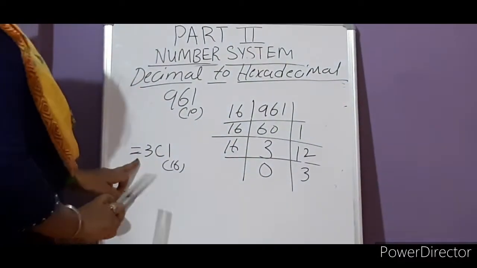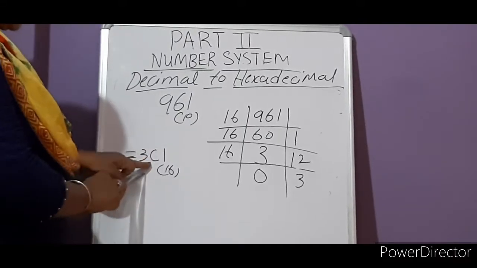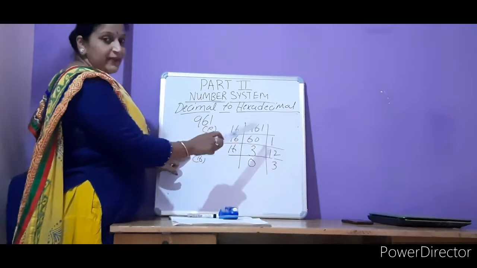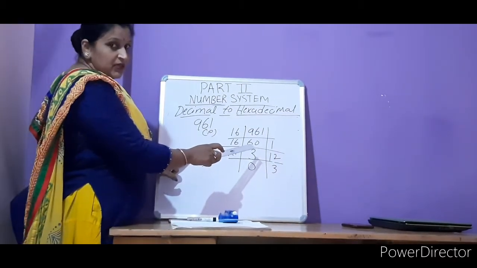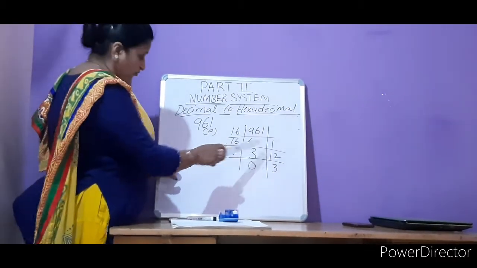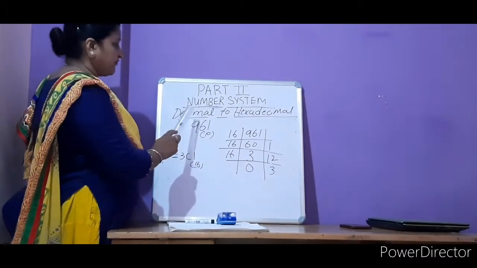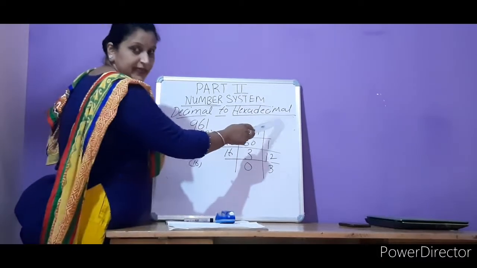So in hexadecimal we are keeping 3C and 1. Why C here? Because 12 means C. A means 10, B means 11 and C means 12. So for that sake we are keeping C here like this and this is 16. We have converted decimal to hexadecimal.